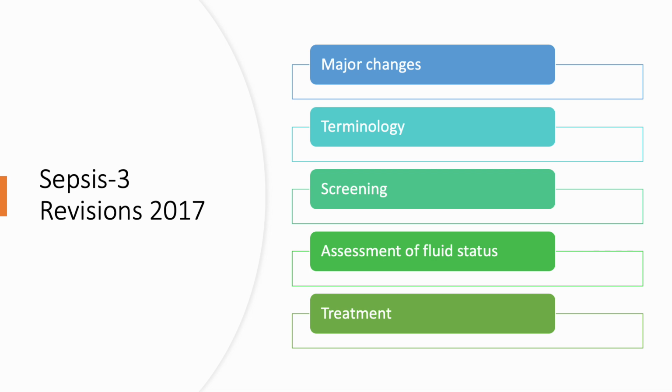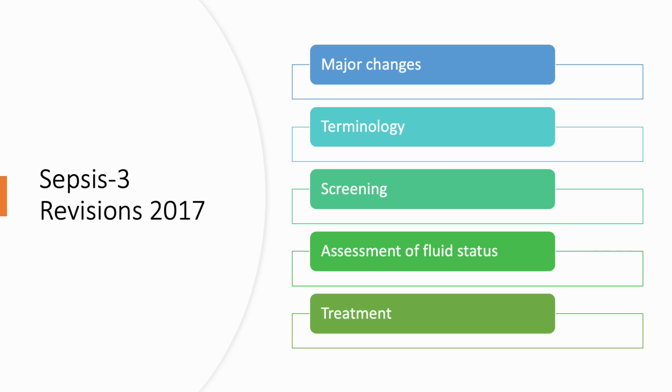Defining terminology: sepsis is defined as life-threatening organ dysfunction from a dysregulated host response to infection, and septic shock is sepsis with persistent hypotension despite fluid resuscitation, requiring vasopressors, and a high lactate greater than 2 millimoles per liter.